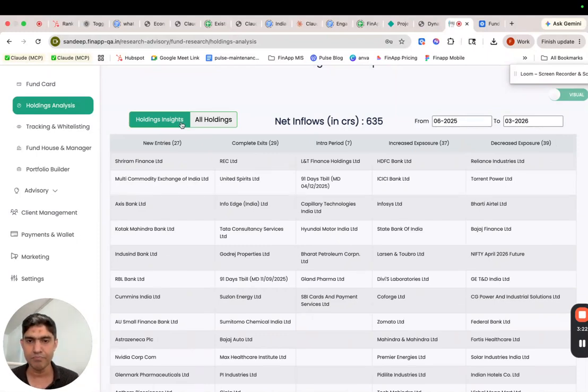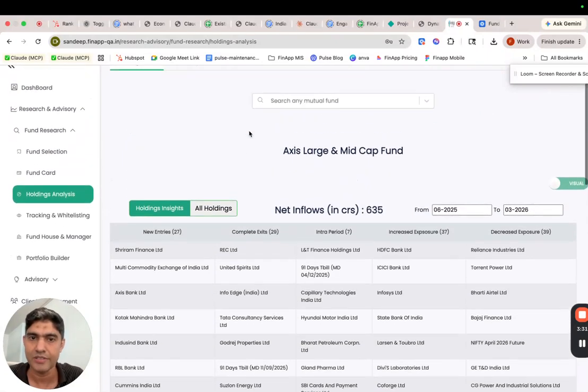So anytime before making the final recommendations, our final take, or rather our recommendation, is to check out the holdings analysis, go by this particular fund name over here, see the data, and then make a very informed decision.